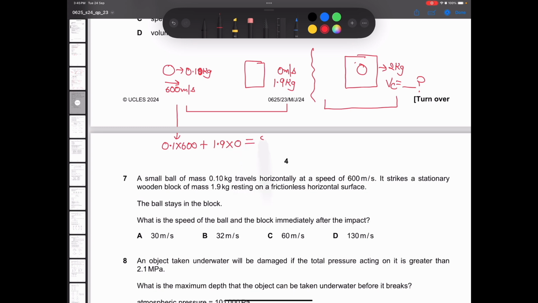So final is 2 times velocity combined. So this will be 60 equals 2 times combined velocity. So combined velocity is 60 over 2, that is 30 meters per second. So the correct answer is A.